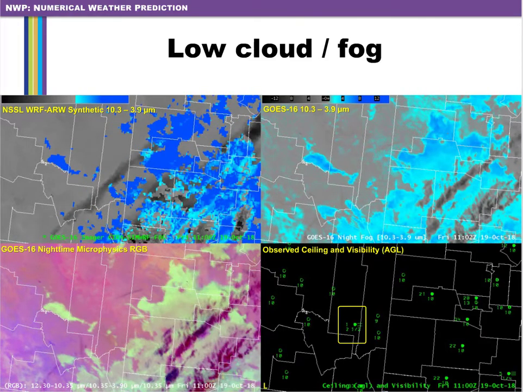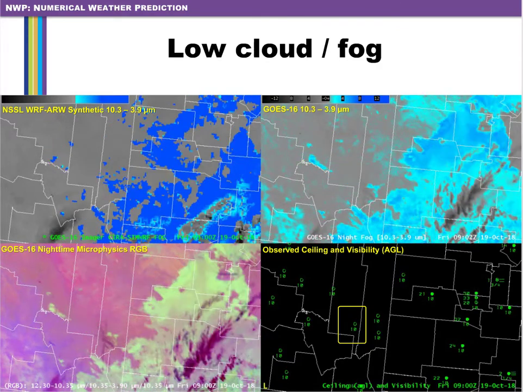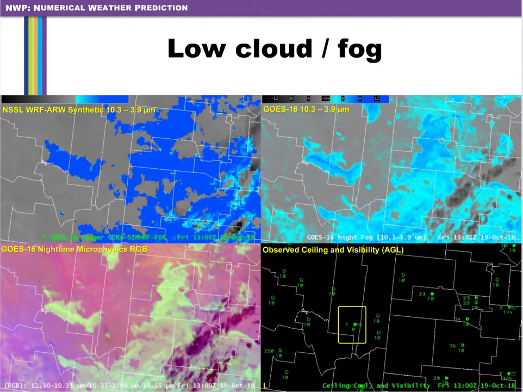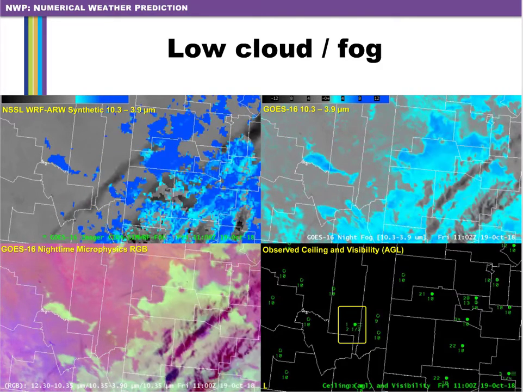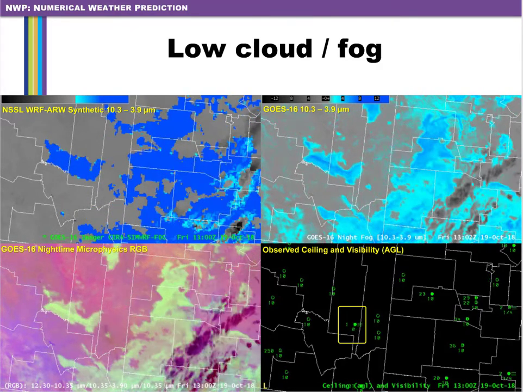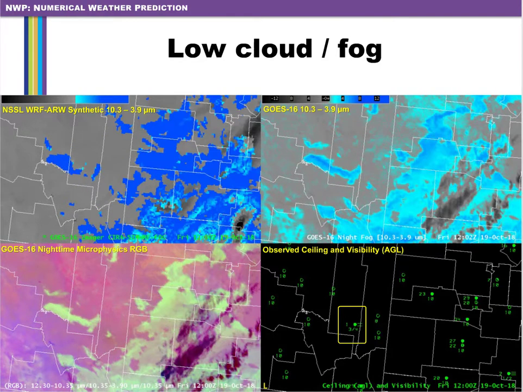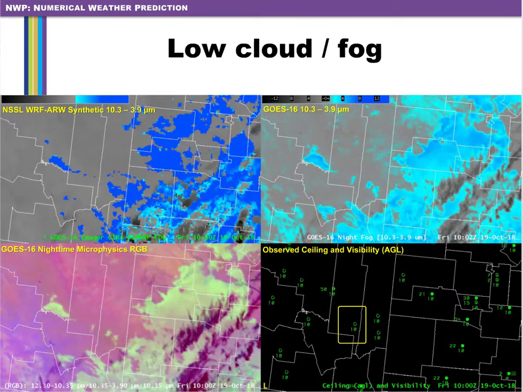Note the rapid decrease in visibility at the site where fog is confirmed. Assess the model forecast via the synthetic imagery, and if it appears close to observed GOES imagery in timing and location, then this can give you increased confidence in the model forecast.